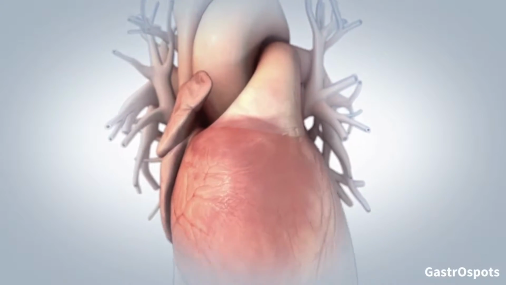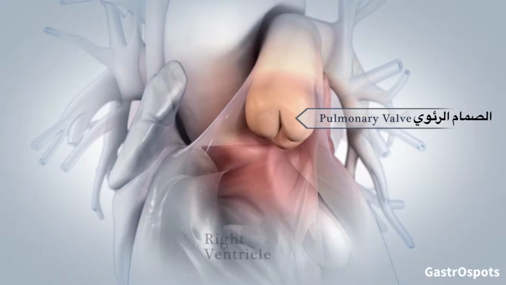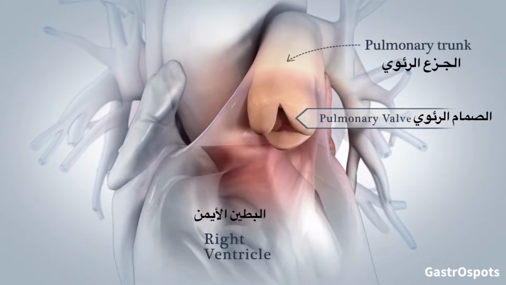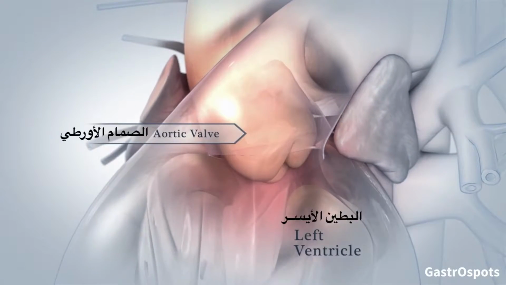Blood leaving the ventricles passes through another set of valves, the pulmonary valve between your right ventricle and pulmonary trunk, and the aortic valve connecting your left ventricle and aorta.